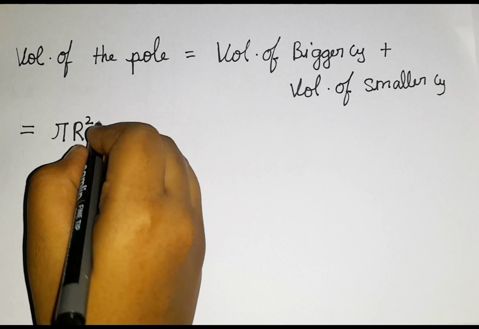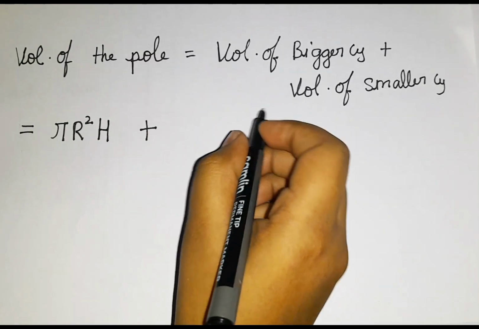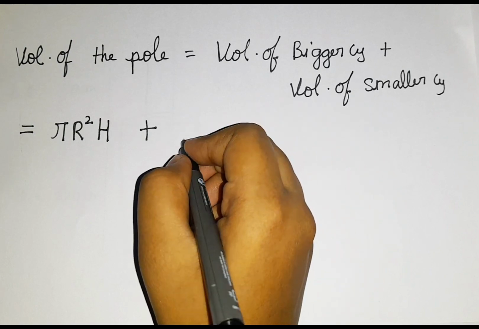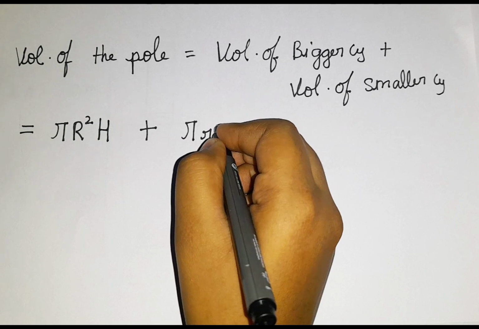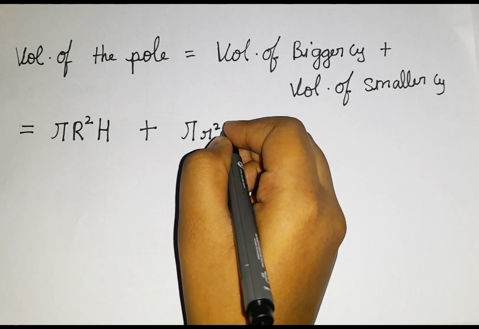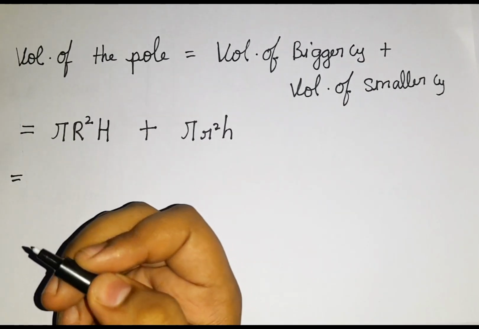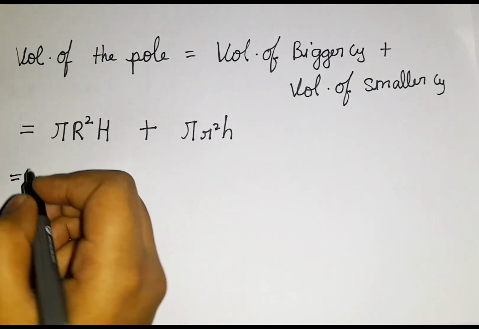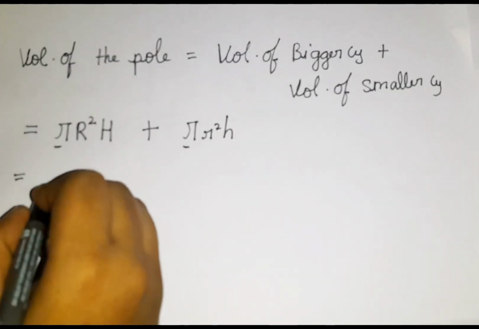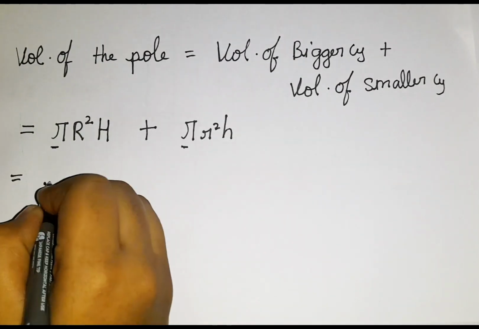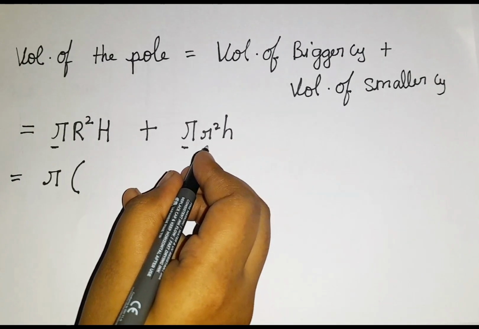Okay, so πr²H, that is, and then capital H, plus here also the volume of the smaller cylinder is also πr²h. So let us write π small r² and then small h, and then is equal to, so now let us apply the formula. So here we can take it as common, right? We can take π, and this π is common. So let us take π as common outside, and then the rest of them we can just write in a bracket.